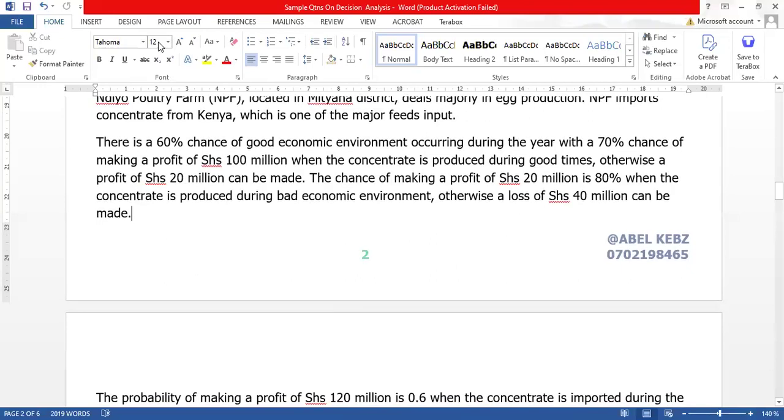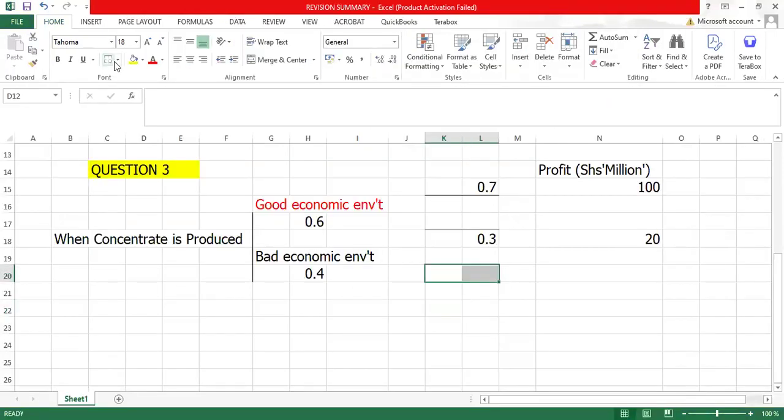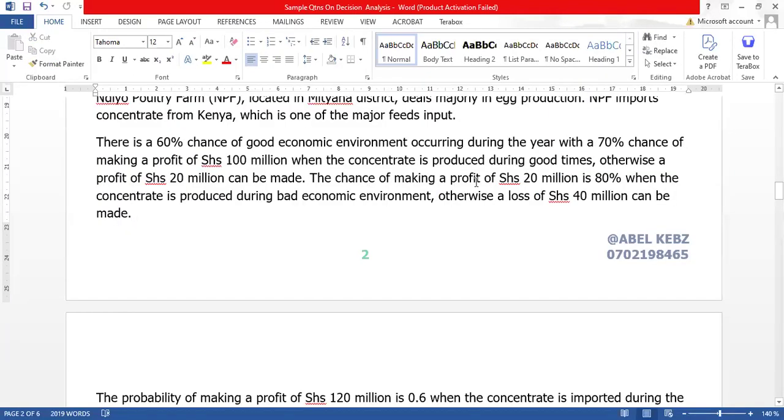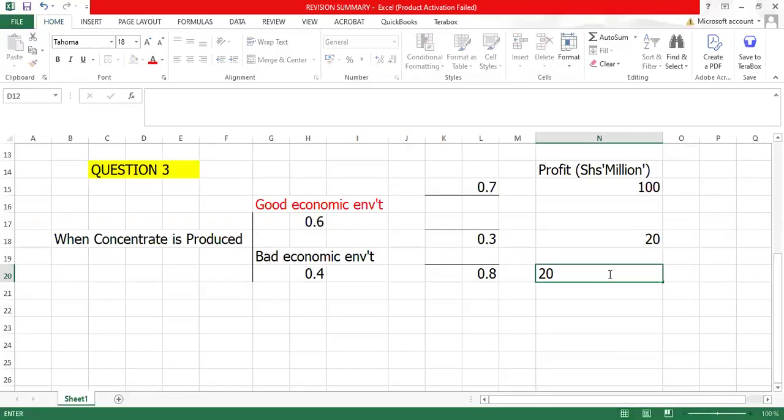80%. So here I'm going to say, when the chance is 0.8, what profit are you going to make? 20 million. So it means that at 80% chance you can make a profit of 20 million when you're operating in a bad economic environment.